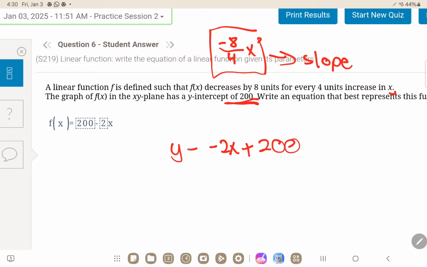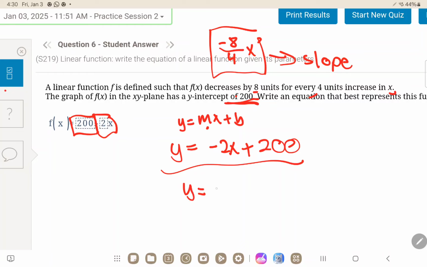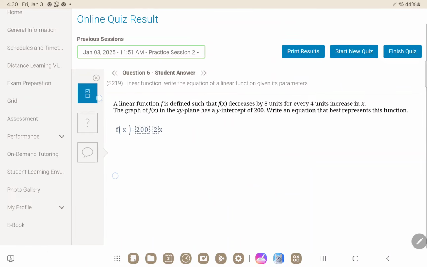So y equals mx plus b, of course. b is 200 and m is negative 2, which is our slope because it decreases by 8 units for every 4. So that's your answer, but they want you to put the y-intercept before the slope. So just switch them around. So y equals 200 minus 2x. It's the same thing, by the way. So that's how you get your answer for this one. Let's move on.